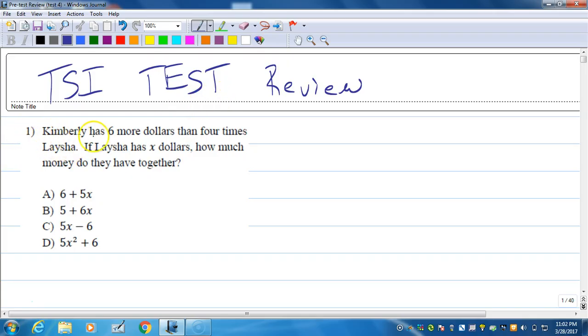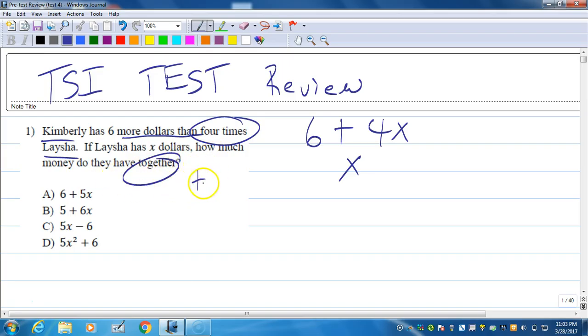Number 1, Kimberly and Laisha. Kimberly has $6 more than 4 times Laisha. So Kimberly has 6 more dollars than, more means plus, than 4 times Laisha. I'm going to call Laisha the X. If Laisha has X dollars, so the other girl has 4x plus 6 dollars. How much do they have together?